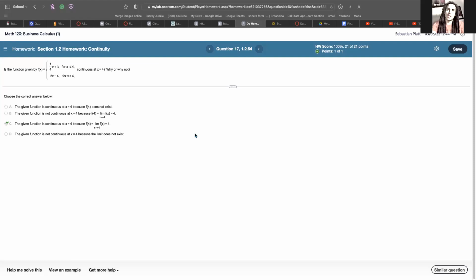So then for number 17, the question here is if this is continuous at x equals 4. For f of x, the two functions that we are dealing with are going to be 1/4 x plus 3 and then 2x minus 4. The first one is for when x is less than or equal to 4, and the second one is for when x is greater than 4.